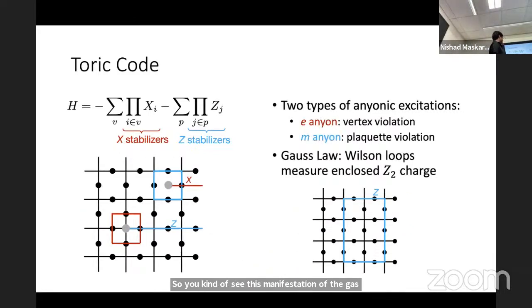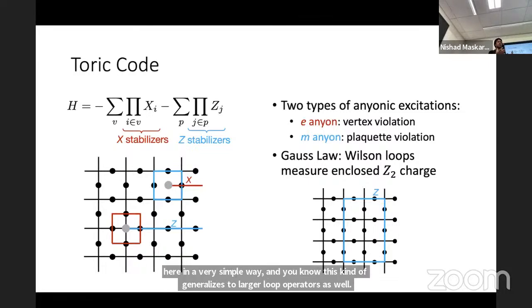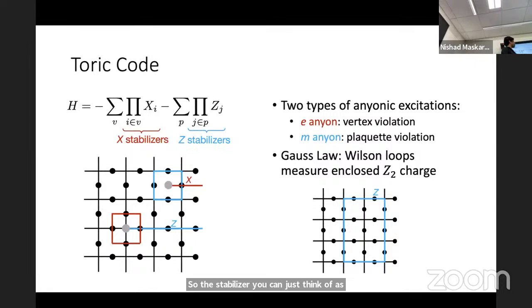And this generalizes to larger loop operators as well. So the stabilizer you can just think of as the smallest loop operator. But you can look at larger loop operators too, and this will basically detect whether there's an even or odd number of charges enclosed within the loop. Okay, so lightning quick overview of the toric code. Any questions about this?